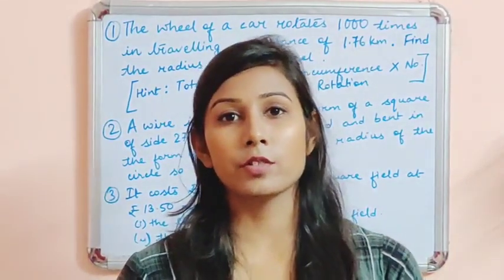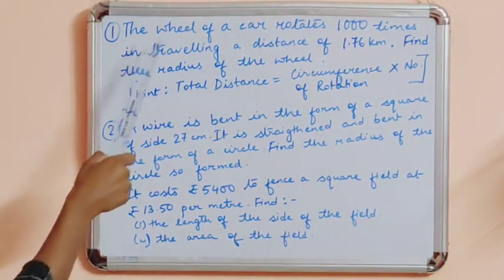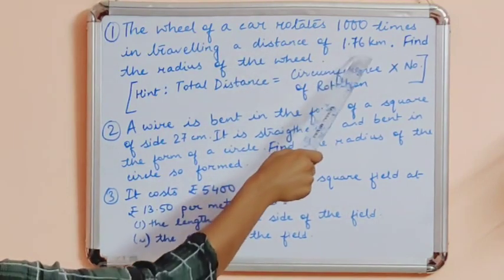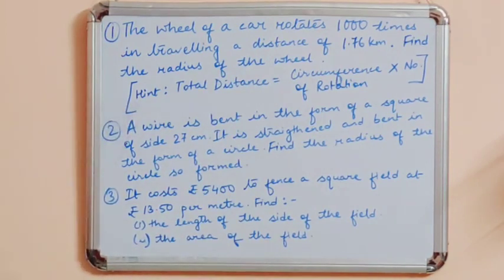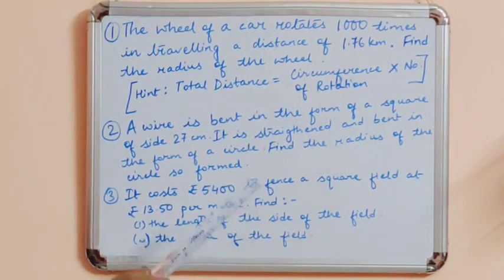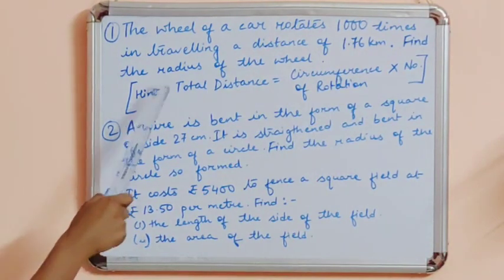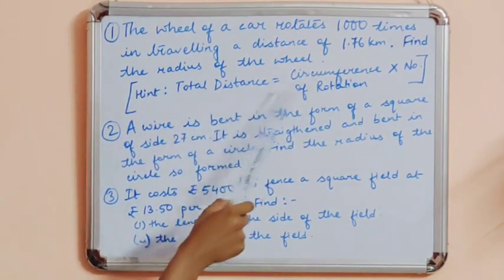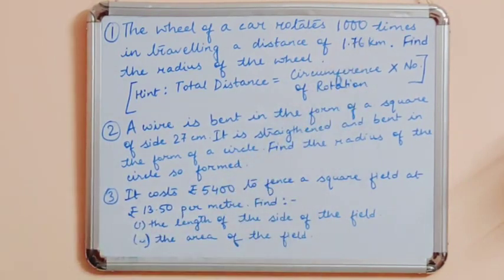Now I am giving you some questions to solve at home. I am reading it out for you. Number 1, the wheel of a car rotates 1000 times in traveling a distance of 1.76 km. Find the radius of the wheel. Here I am giving you a hint that the total distance traveled here is 1.76 km and the number of rotation is given, that is 1000 times. We have to calculate the radius. So in order to calculate the radius, you can use this formula. Total distance is equal to circumference into number of rotation. And from circumference, you will get the value for radius.